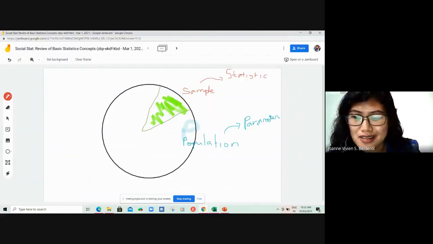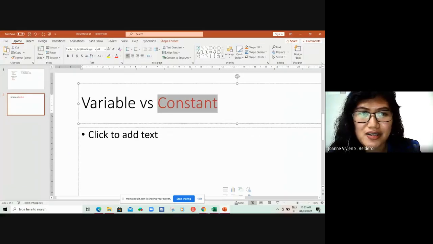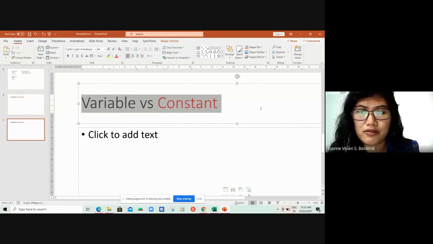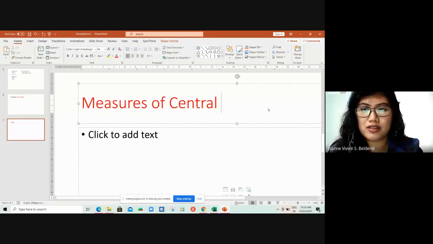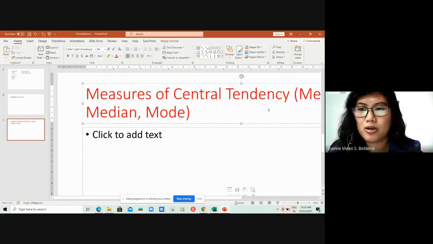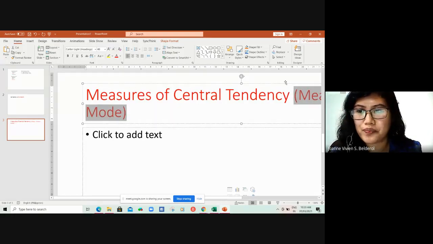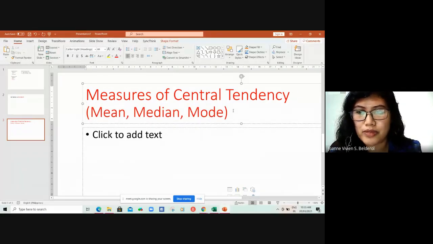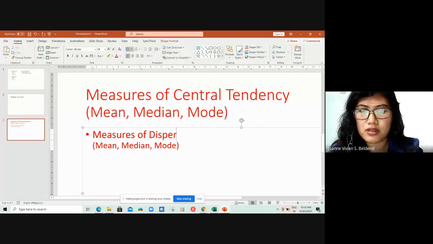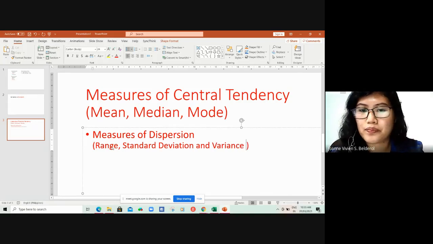Ang versus sa inyong measures of central tendency is actually your measures of dispersion. So you have your measures of central tendency, sila ang mean, median, and mode. Remember that one, ha? And then, ang imong measures of dispersion, you have your range, standard deviation, and variance.